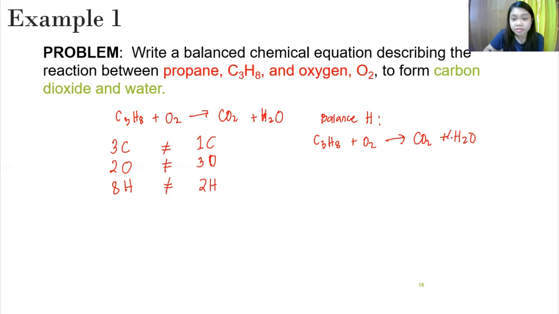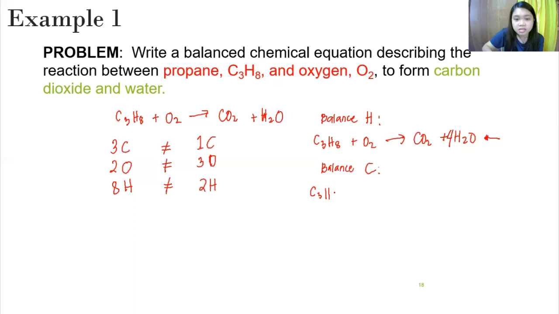Yes, it's 4, so that there will be equal 8 hydrogen atoms on each side of the chemical equation. So we take note of this equation, because we'll be using this in balancing another element. The next element that we need to balance is carbon this time.